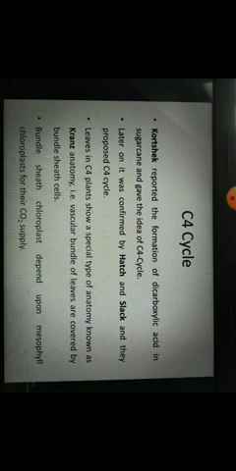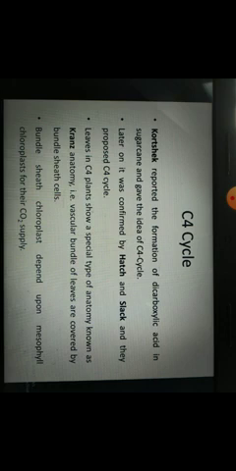The C4 cycle was first reported by Korshak. He reported the formation of dicarboxylic acid. As you know, in the C3 cycle or dark reaction, I told you that carbon dioxide combines with RuBP to form the first stable product, which is 3-PGA, that means 3-phosphoglyceric acid. This 3-phosphoglyceric acid is a 3-carbon compound, and that is why it was known as the C3 cycle.